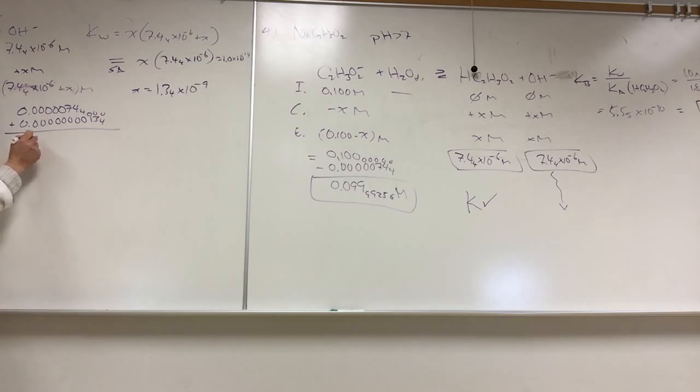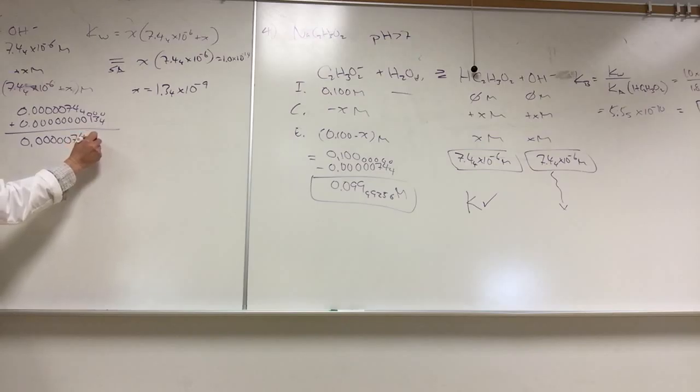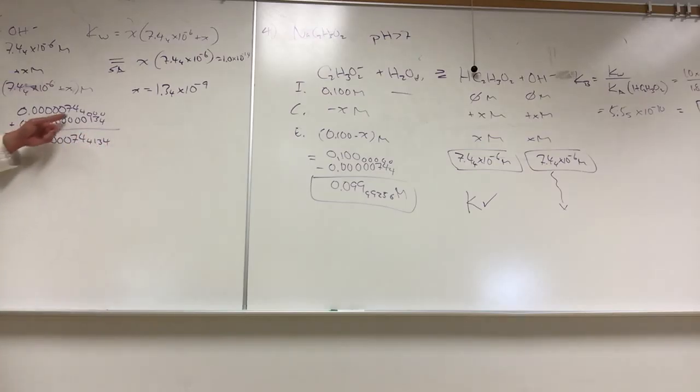And so I end up with 0.5 zeros, 7, 4, 4, 1, 3, 4. So I started off with 7440, and I end up with 7441. Is that a significant change? No. We barely got anything from step 2, so we really didn't have to do step 2.